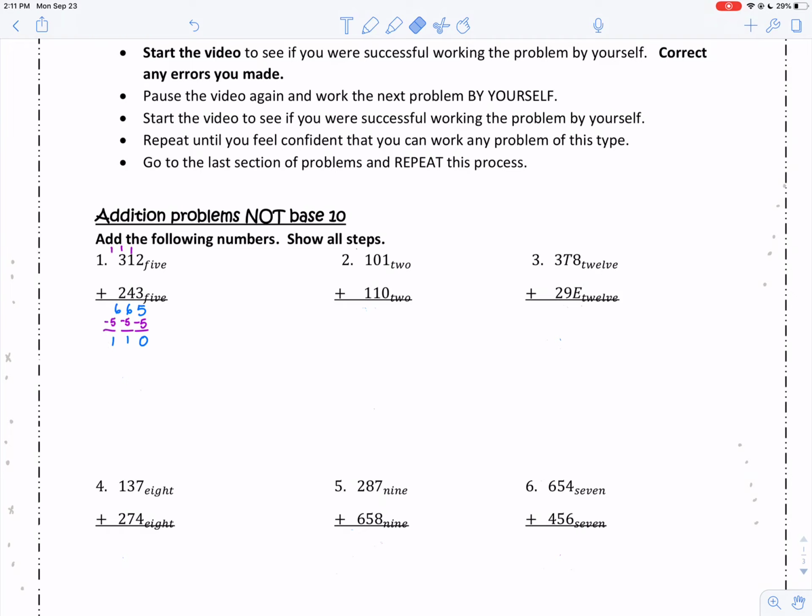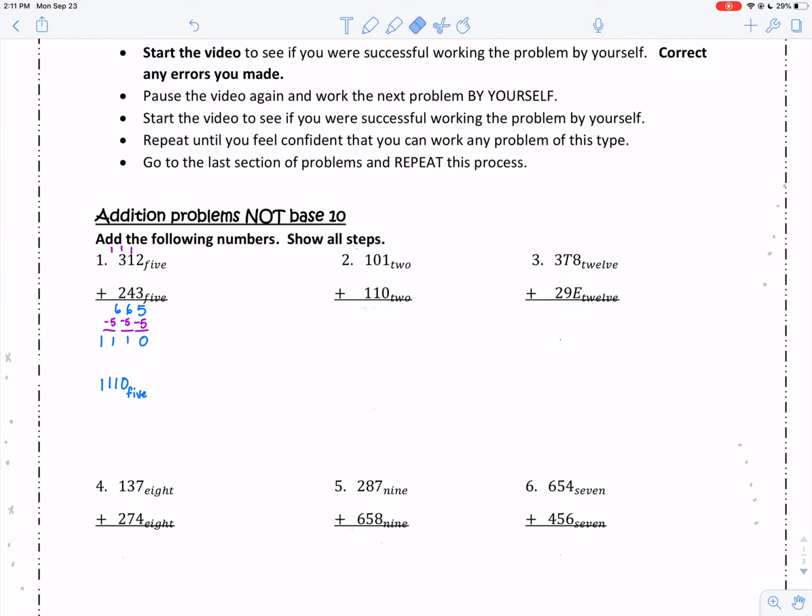I add again, and I wind up with 6. But once again, I can't have a 6 in base 5, so I subtract 5 of those, have 1 left over, and then I carry my 1 again, and then don't forget to bring the 1 down. So 312 plus 243 in base 5 is 1,110 in base 5. So pause this video and work number 2.